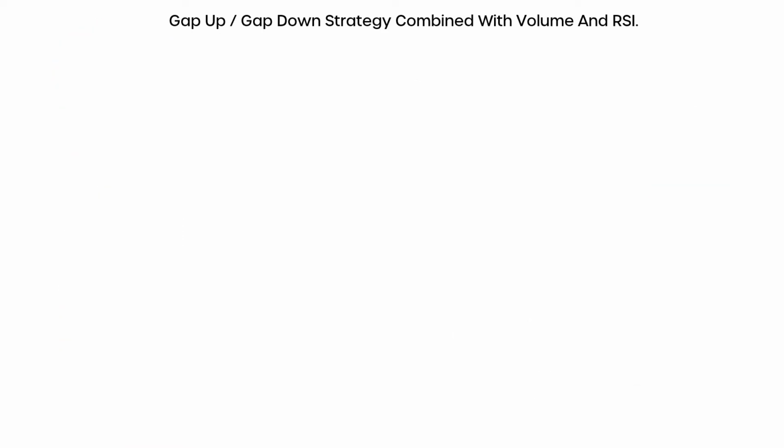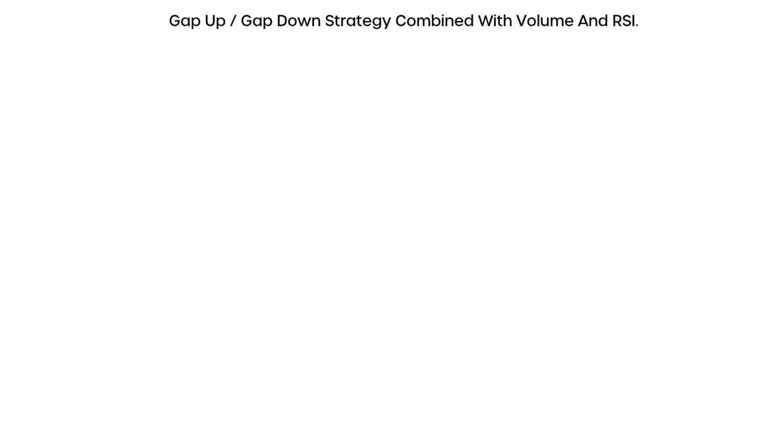Gap up, gap down strategy combined with volume and RSI. One of the strategies we use is not just a gap up, but we combine it, of course, with volume and an RSI. What usually happens a lot of times on a gap up is that it gaps up huge and it doesn't run away. It can pull back for 4 or 5 or even 6 days.